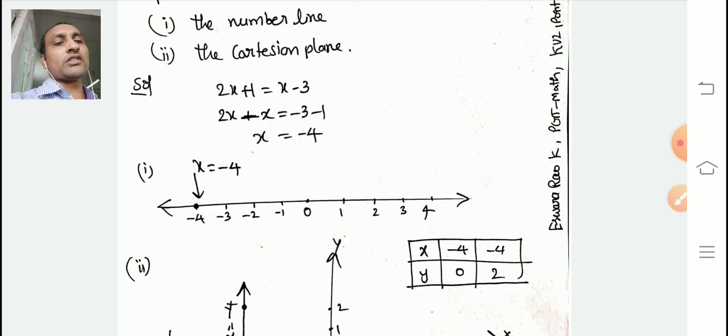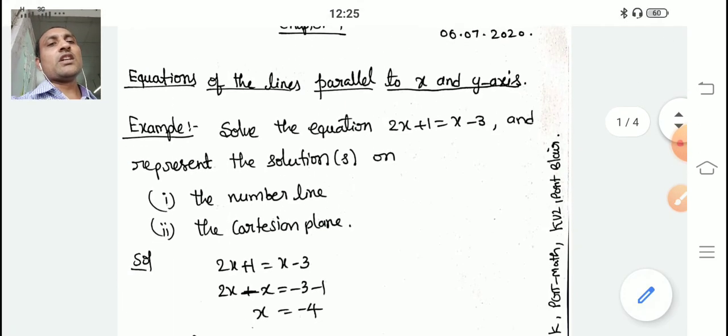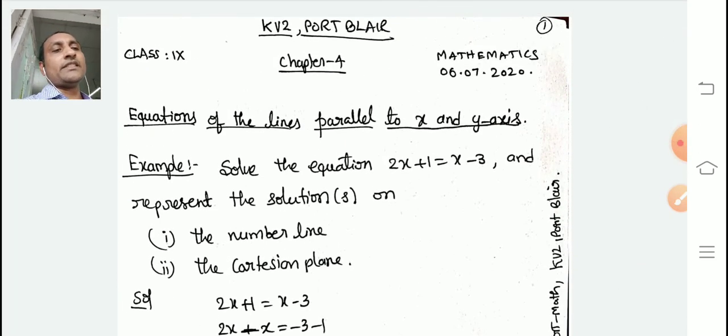Now your work is to complete the chapter, and please give me a message that you have completed the notes of chapter 4 and understood. Do you understand or not? You have to understand. If you have not understood, watch the video again and again. If you still have a doubt, you can send me a message on WhatsApp so that I can clear your doubt.